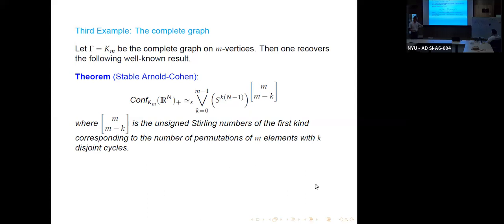Am I going too fast? I think you're half an hour through. Oh, okay, halfway. All right. So I don't need to rush.